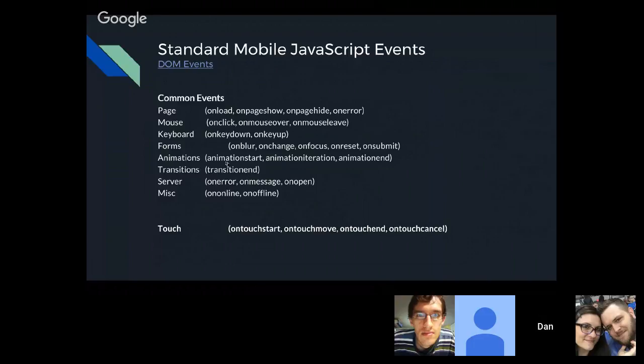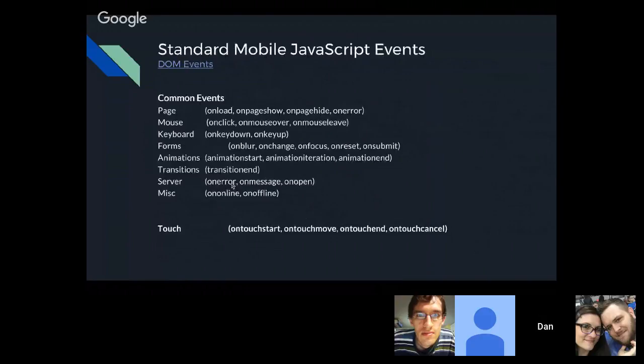Another thing we can do here is we can pick up on animations starting and going through each iterative motion and then stopping. And I'll explain a little bit about that later on. And then the same thing as the animations, but with transitions. When a transition ends, we can detect that, and that can be an event.